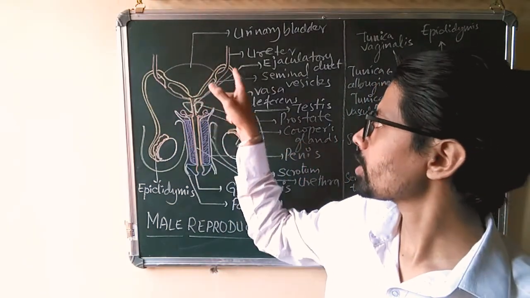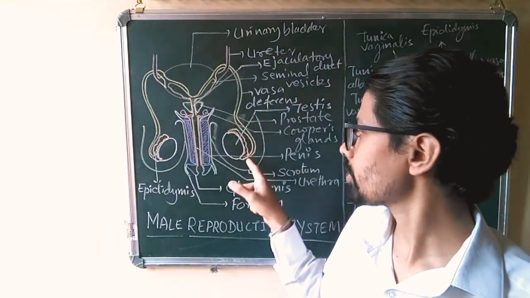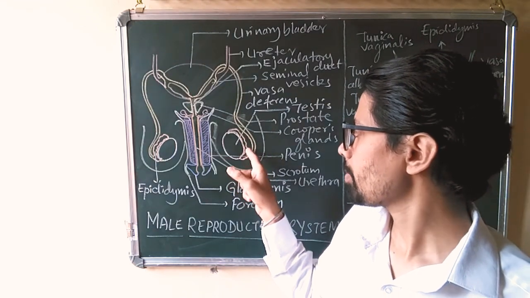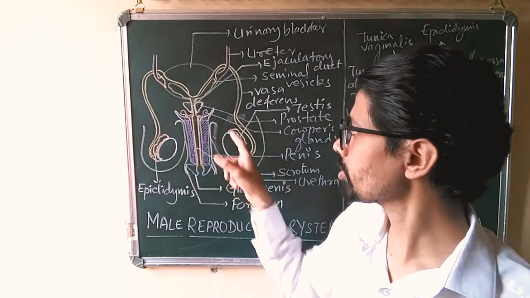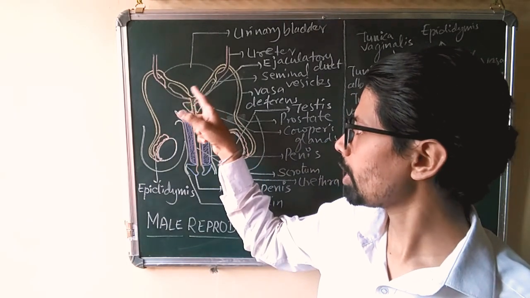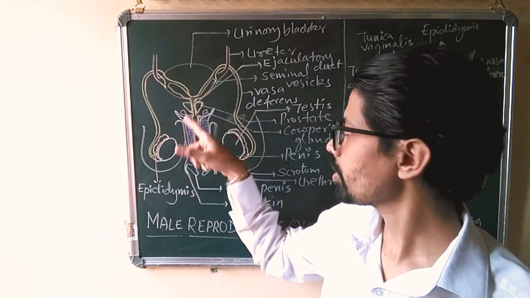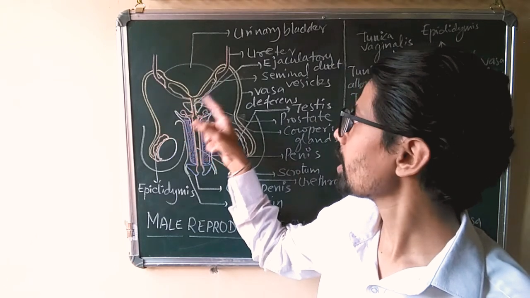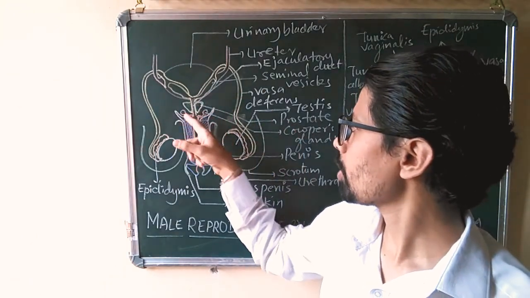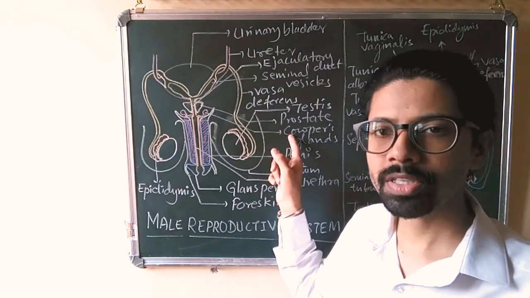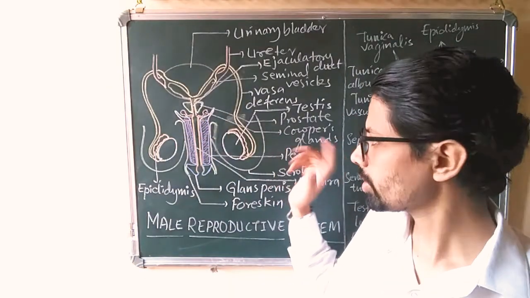These seminal glands are connected to the vas deferens. Vas deferens is connected to the epididymis. Epididymis is connected to the testis. So the internal structure includes one pair of seminal vesicles, then one circular gland called the prostate gland, and one small pair of Cowper's glands, also called bulbourethral glands.